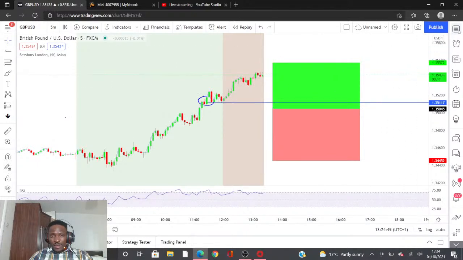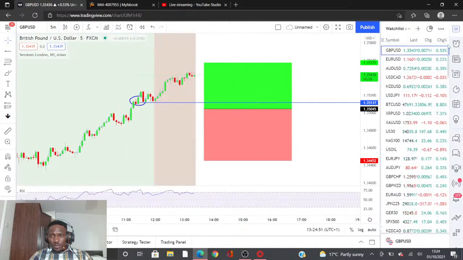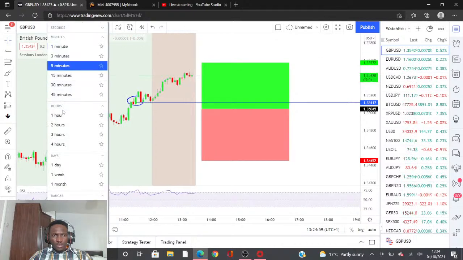I haven't even done any analysis today. I would have loved to analyze other currency pairs for other people that might be interested in trading. So for that reason, let's have a look while we wait for this, because I still have at least half an hour before I even think about closing my trade.